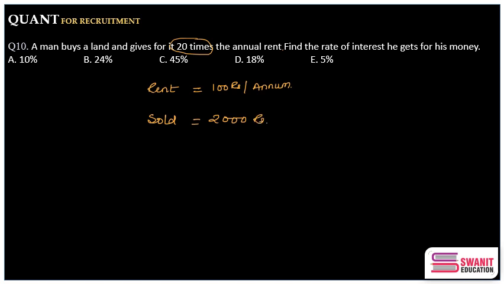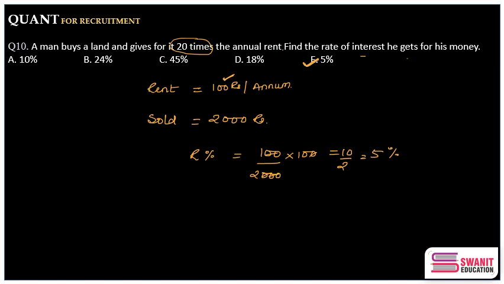And now the question is, find the rate of interest he gets for his money. So rate of interest, that means annually he will be getting only 100 rupees of rent. So rate of interest will be 100 rupees that he will be getting out of 2000 rupees every year, and since we are looking for percentage, we have to multiply it with 100. So upon cancellation, I am left with 10 upon 2, and that is he is getting a 5% return per year on the amount he has invested, and therefore my answer is E. So a little twisted but still an easy question.